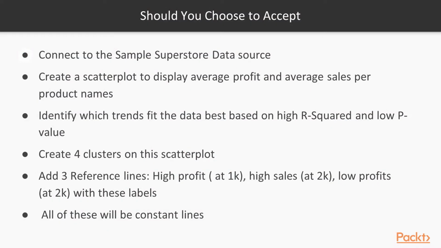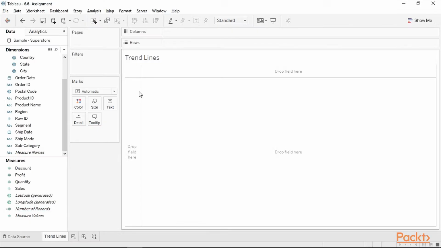Let's start by looking at the objectives. Connect to the sample superstore data source and then create a scatter plot to display average profit and average sales per product names. Let's see how we can do that in Tableau. I've already connected to the sample superstore data source.